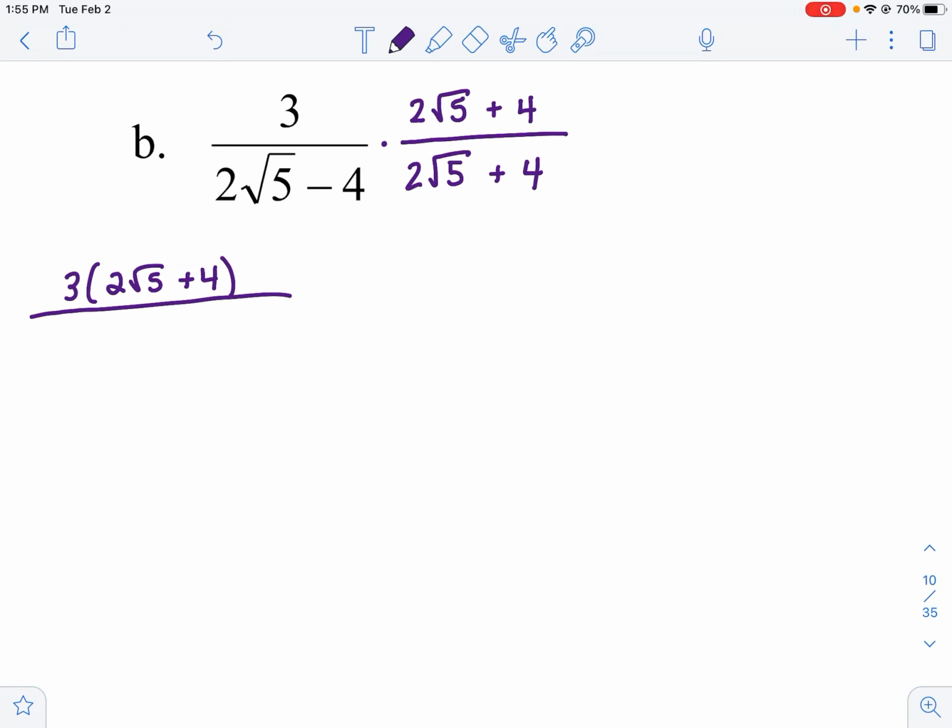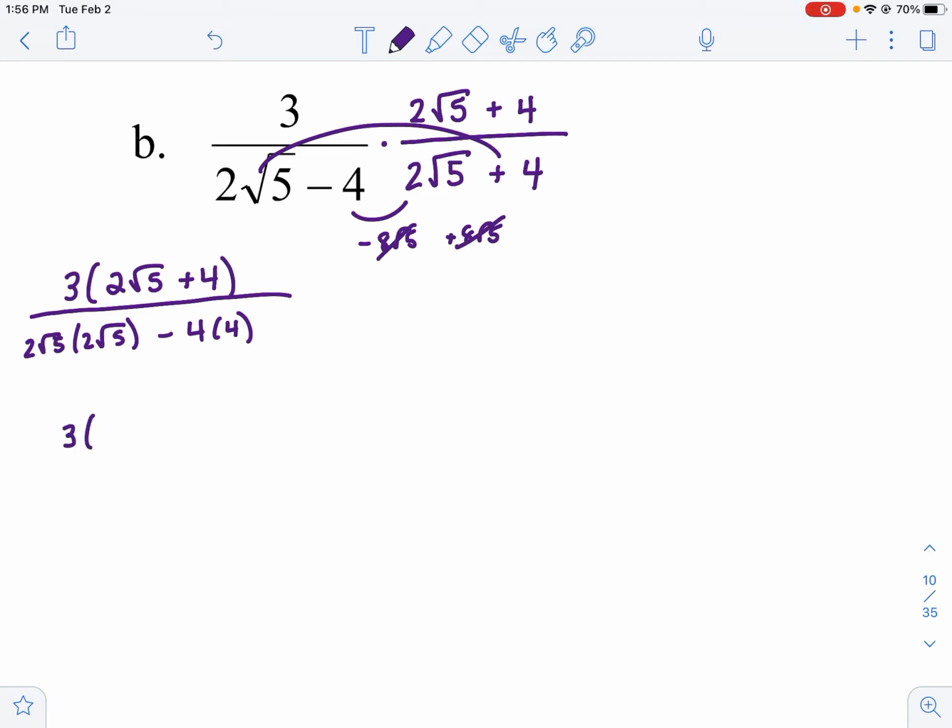Now my denominator, I'm only going to write the first and last terms. So I'm going to have 2 root 5 times 2 root 5 minus 4 times 4. Because remember, my two inside terms will be negative 4. Actually, I'm just going to write it out. It'll be negative 8 root 5. Those two terms there is going to be plus 8 root 5. So they're going to cancel, and that's why we're left with that.